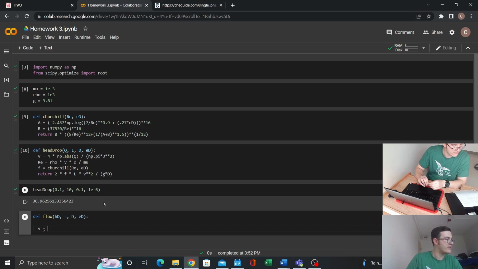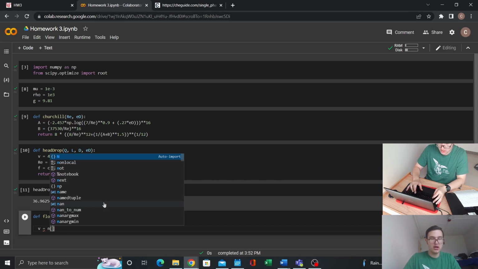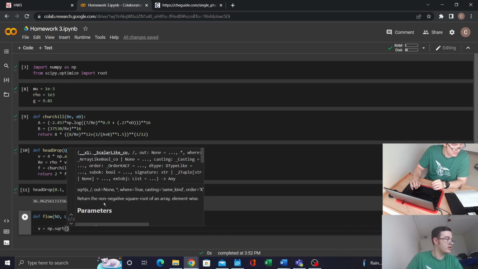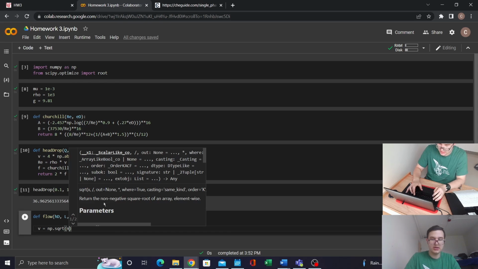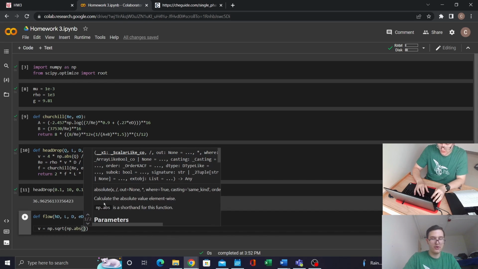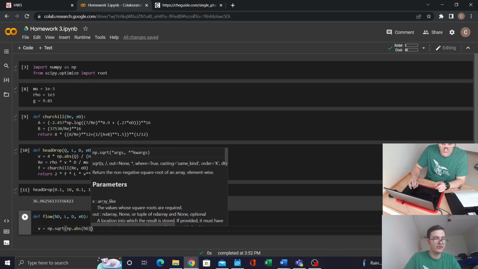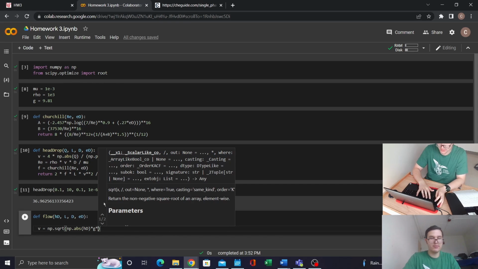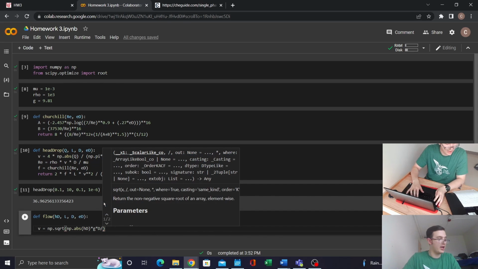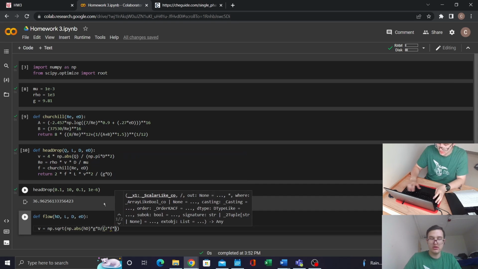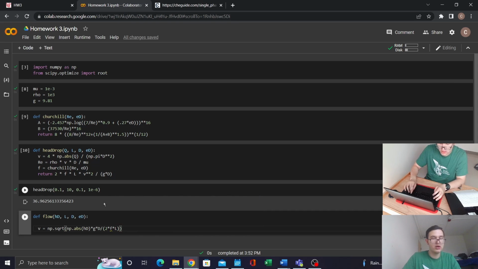Remember, we found that velocity is equal to numpy dot square root of, and we want numpy dot absolute value of the head drop, and I will explain why we're doing this absolute value in a second, multiplied by the gravitational constant multiplied by the diameter divided by 2 multiplied by the fanning friction factor times the length here.